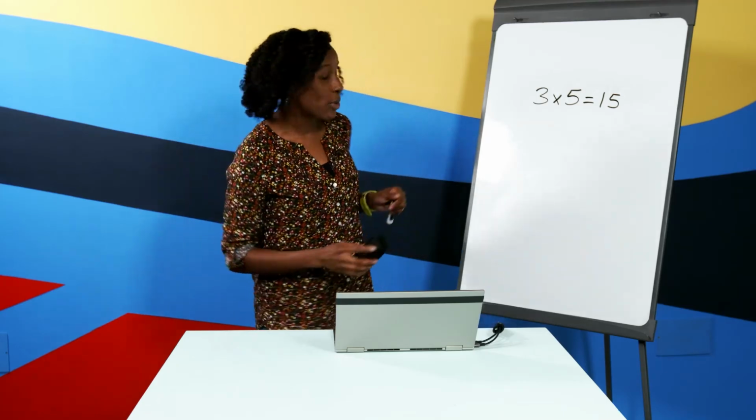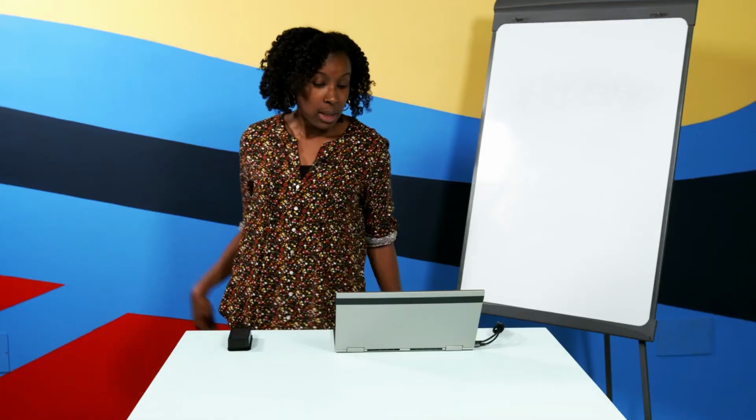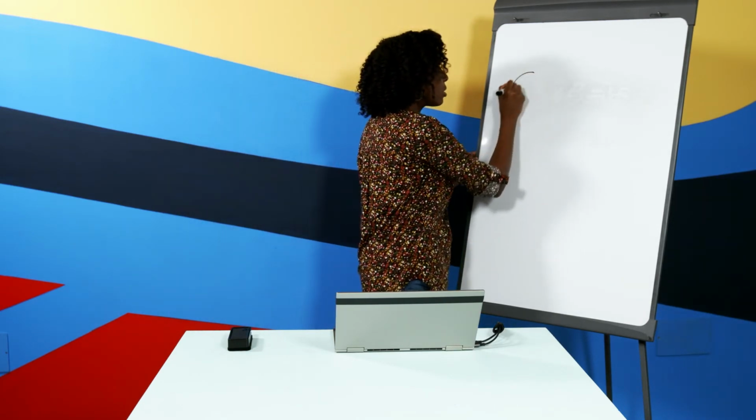Now we've got a new problem, and they didn't provide a picture for us. No worries, we're going to be able to do that all on our own. There are 4 apple trees in my yard. Each apple tree has 5 apples on it. How could we create a picture to solve this? So if you're an artist, you might be really good at drawing trees. I'm not that great of an artist, so I'm just going to make my trees as little circles.